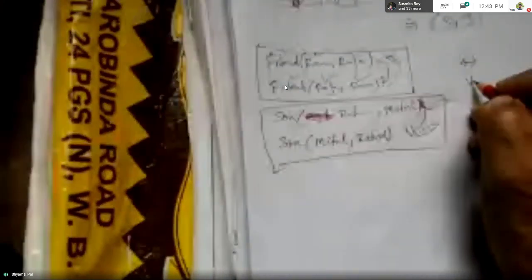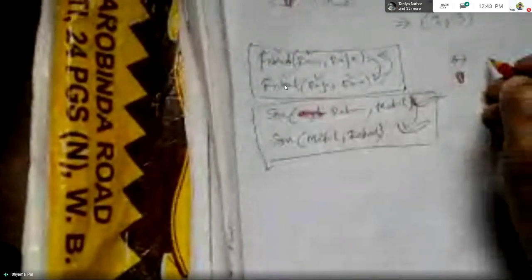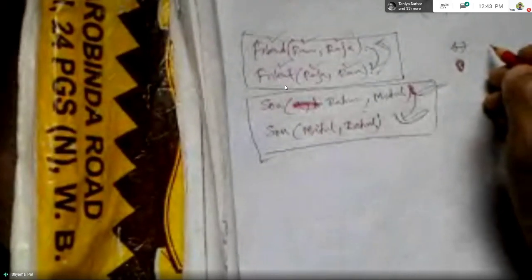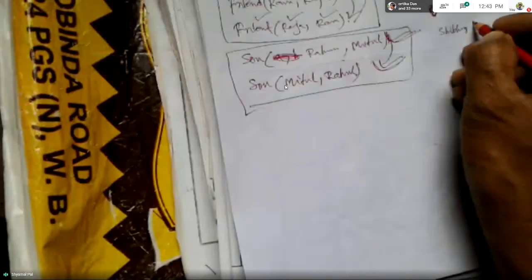Okay, let me take an example. Similarly for sibling also. Like friend, I may take the example of sibling. That is x and y. If between x and y there is a sibling relationship, then I may write sibling(x, y). Okay, now I'm coming to this one. Exactly the use of the equivalence operator.